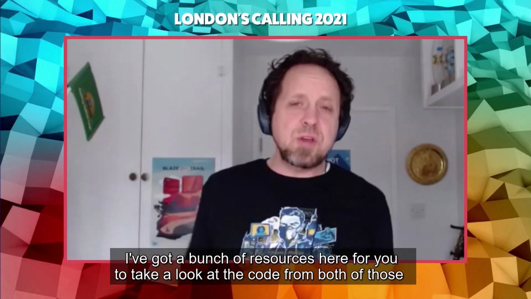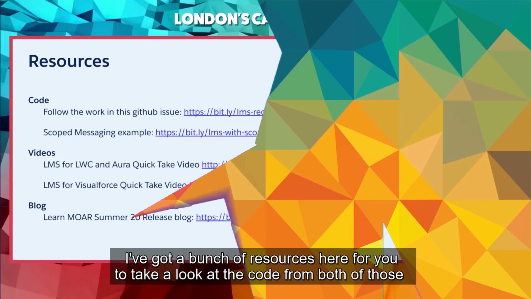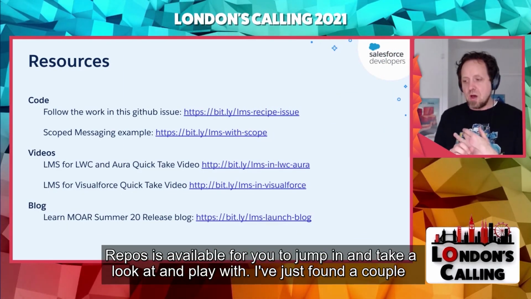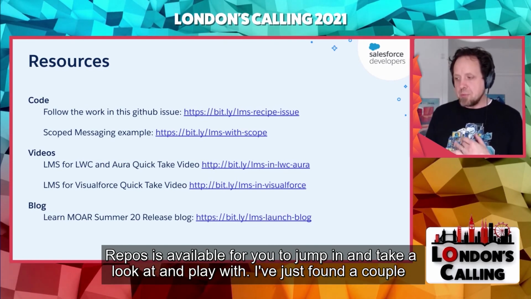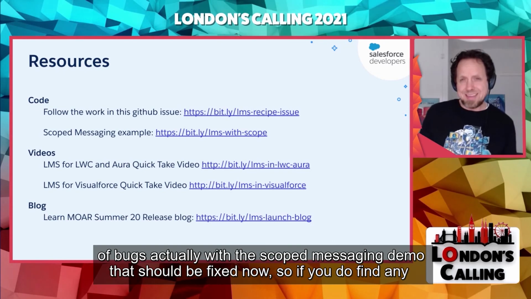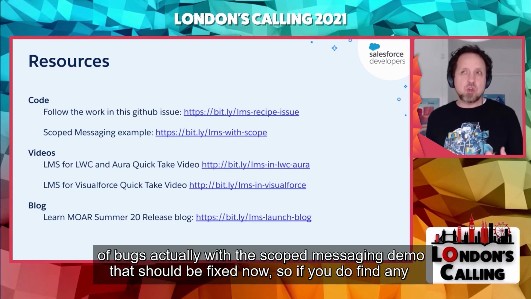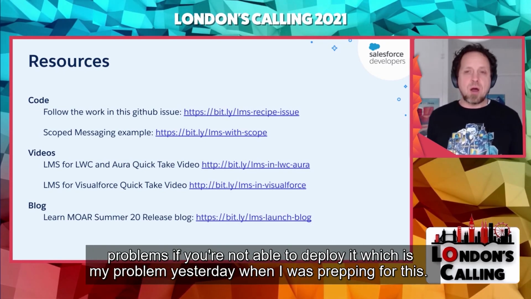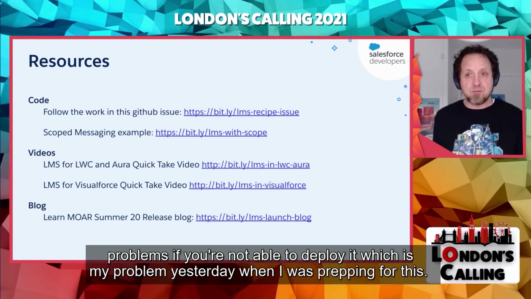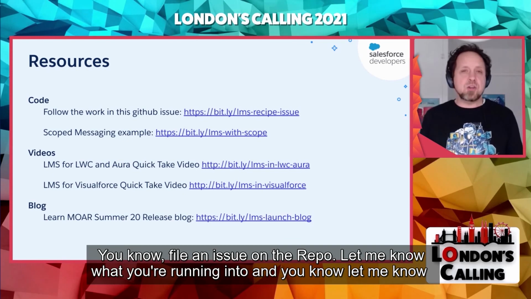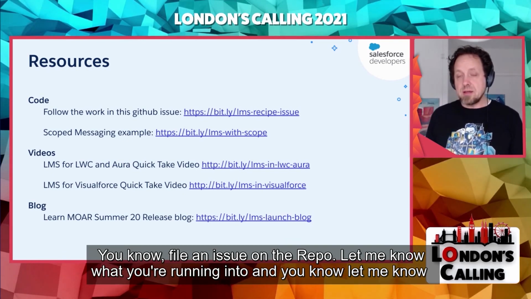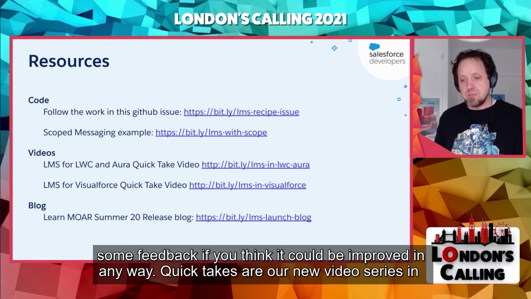I've got a bunch of resources here for you to take a look at. The code from both of those repos is available for you to jump in and take a look at and play with. I've just found a couple of bugs actually with the scoped messaging demo that should be fixed now. So if you do find any problems, if you're not able to deploy it, which is my problem yesterday when I was prepping for this, file an issue on the repo, let me know what you're running into, and let me know some feedback if you think it could be improved in any way.